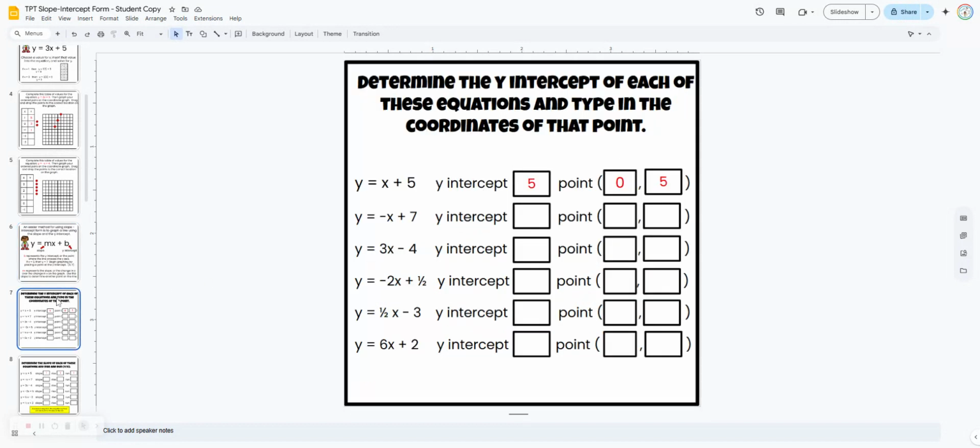So the next slide, all they're going to be doing is looking for the y-intercept and the point that they can graph to start their line. So here, if the y-intercept is 7, it's going to be the point 0, 7. If the y-intercept is negative 4, it will be at the point 0, negative 4, because it has to be on the y-axis. And they're going to complete that.